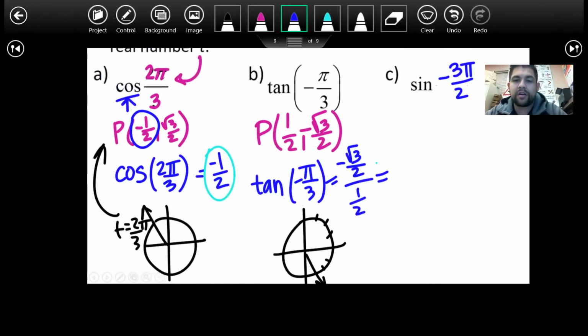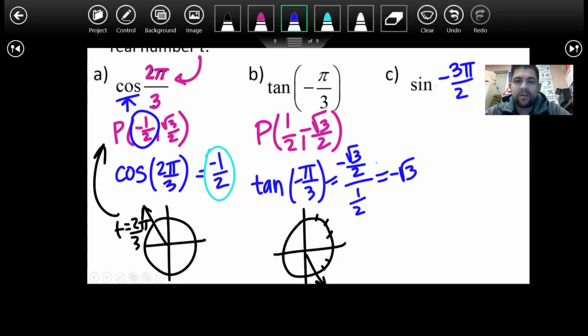So tangent of negative pi over 3 is simply going to give us our y variable, negative rad 3 over 2, divided by the x variable, 1/2. Again, plugging these into your calculator, multiplied by its reciprocal, we should get negative rad 3 for your solution. Just to make sure we're right, it does give me the correct negative rad 3, because we have that negative value up in front.